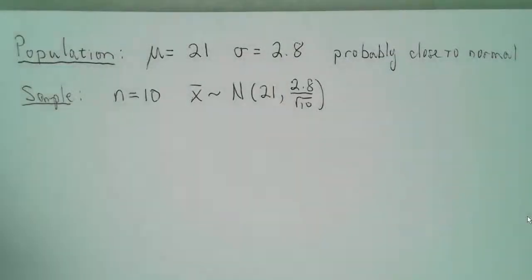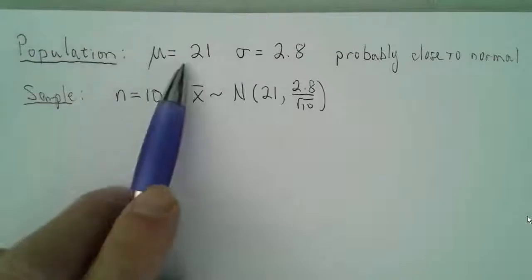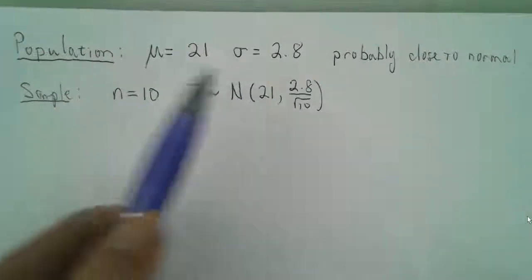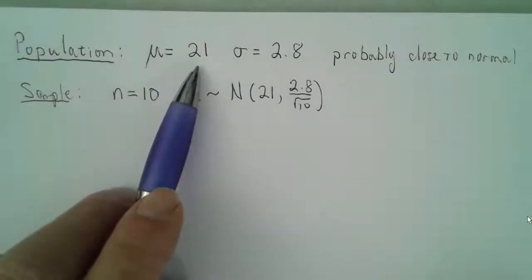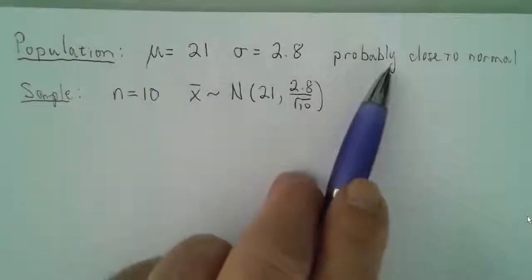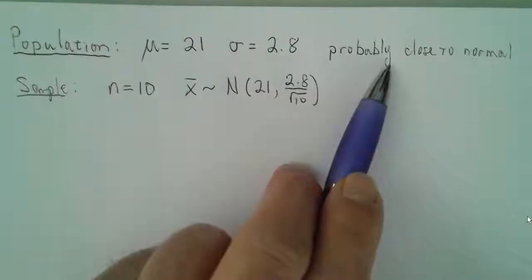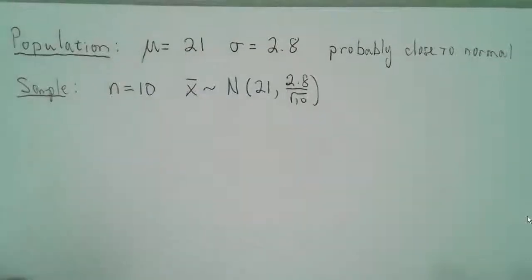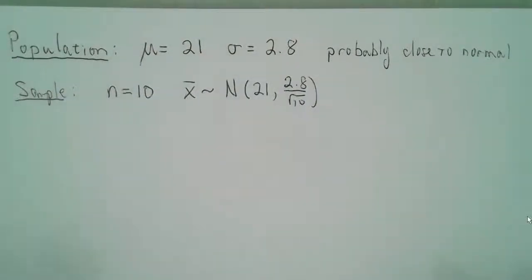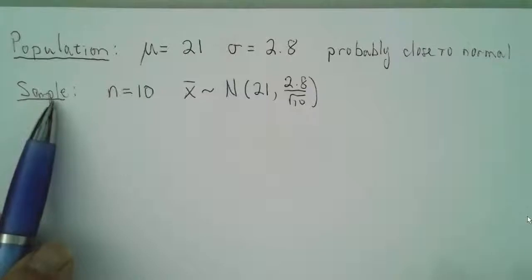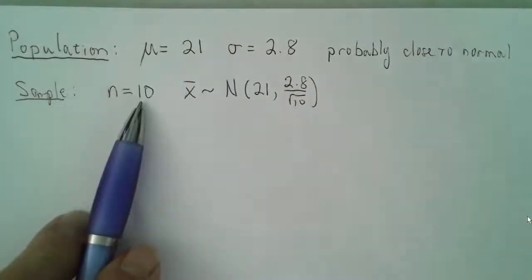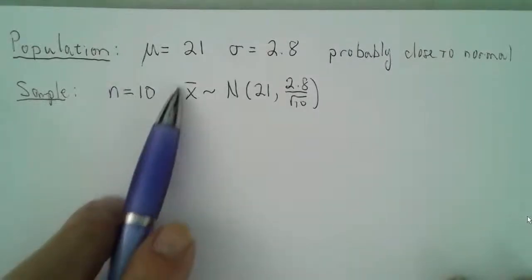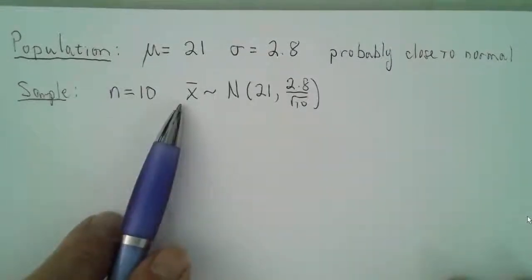The population that we're working with has an average weight of 21 pounds and a standard deviation of 2.8 pounds. Remember, we're looking at the weights of naturally occurring things, animals in this case, so those kinds of measurements are very often normal. Probably these weights are pretty normal to start with. Then when we start taking samples of size 10, the central limit theorem will kick in, and we expect that these x-bars will be very nearly normally distributed.